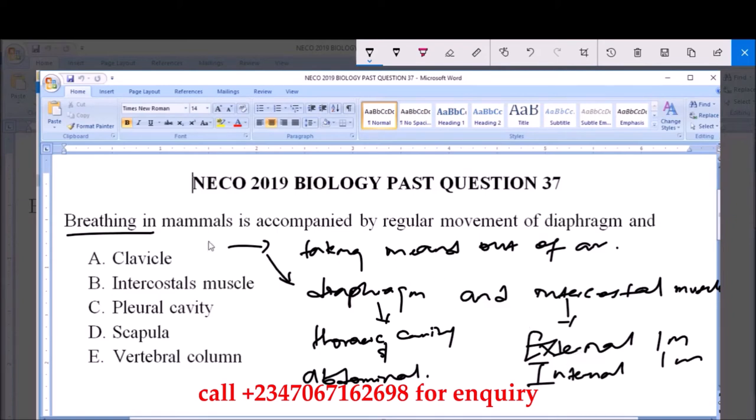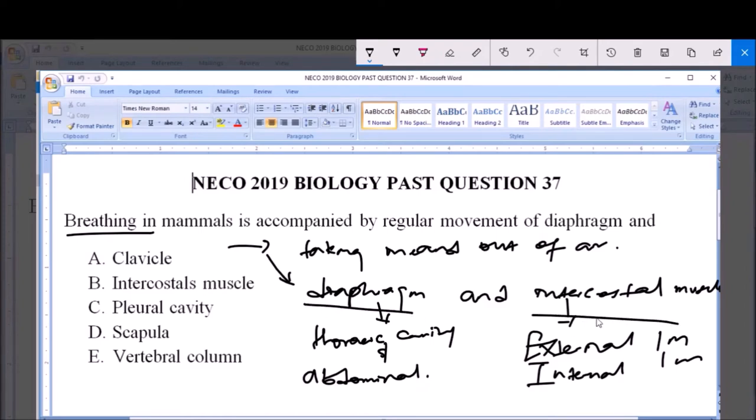So breathing in mammals is actually accompanied by the regular movement of the diaphragm and the intercostal muscles, and that is option B. So option B is the answer to this question.